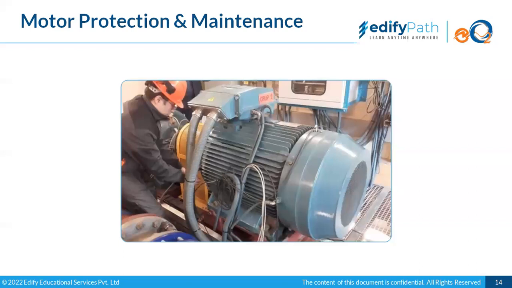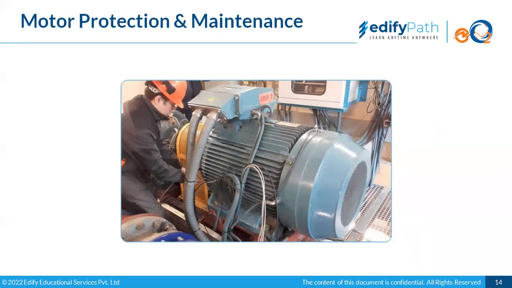Motor protection and maintenance. When a motor is installed for a particular process, there might be some processes where it needs to run continuously, or even a minor fluctuation can cause a huge loss in production. So we have to have motors properly maintained from time to time, and they have to be properly protected. Otherwise, if a breakdown occurs, it could cause a huge loss.